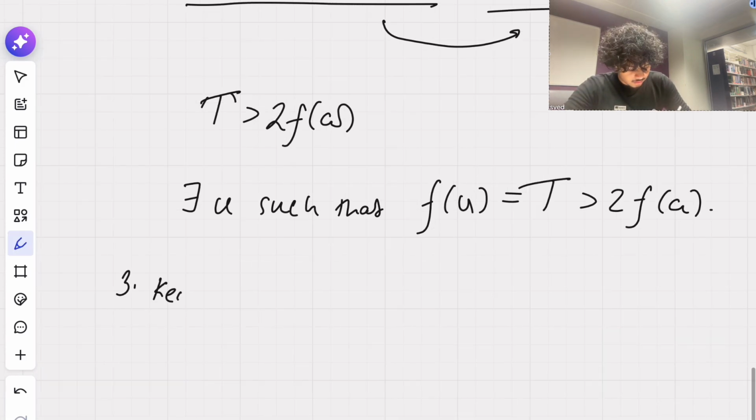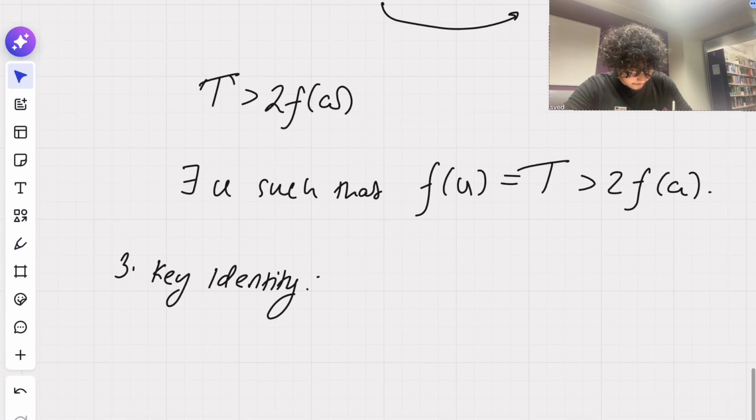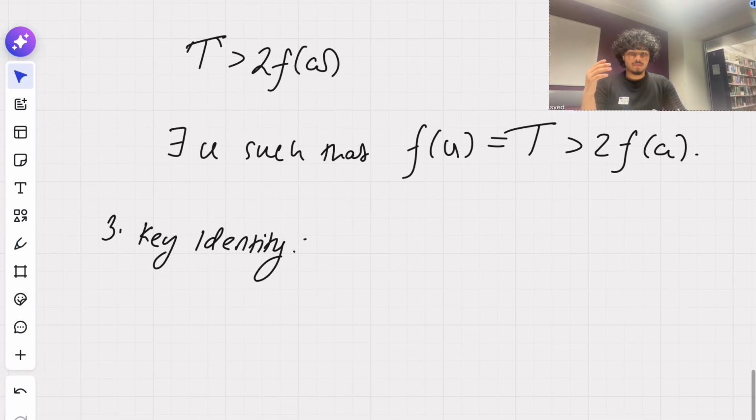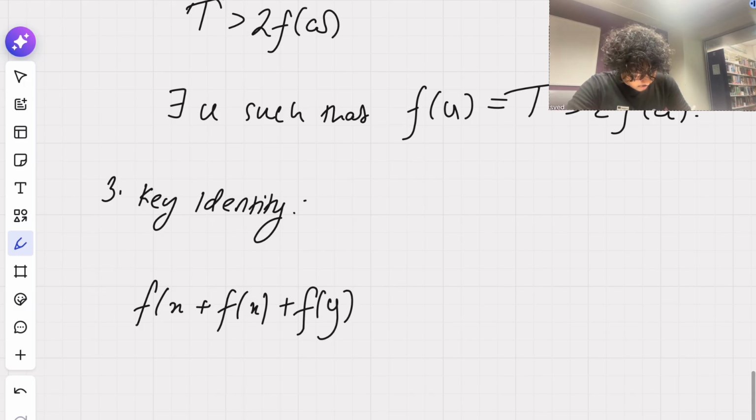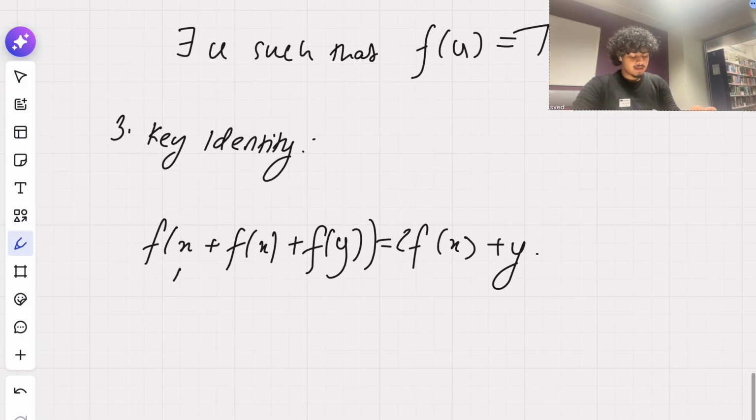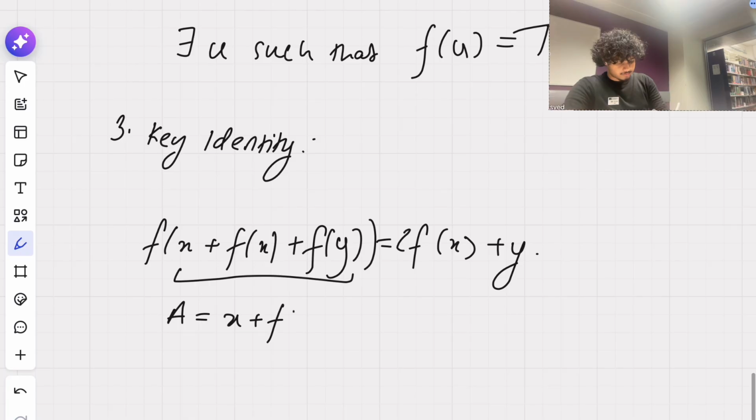So number 3, key identity. Now let's go back to our original equation, f(x + f(x + f(y))) is equal to 2f(x + y). And then I'm going to call this inside input here capital A.